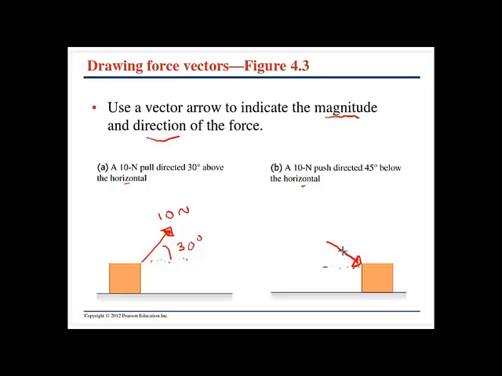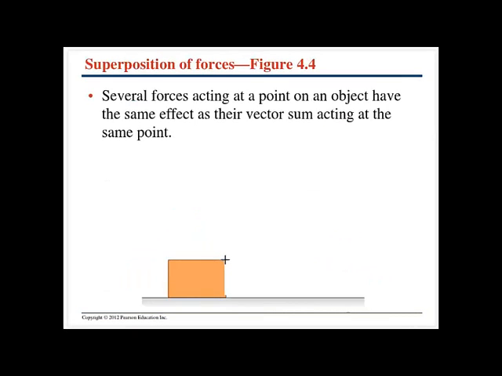Similarly, a 10 Newton push is going to start away from the object and then go towards it. The reason for that is that it's a push. And I make sure that I write my 45 degrees and my 10 newtons. So you can kind of see a pull, the vector is going to start at the object, and a push, the vector is going to end at the object.